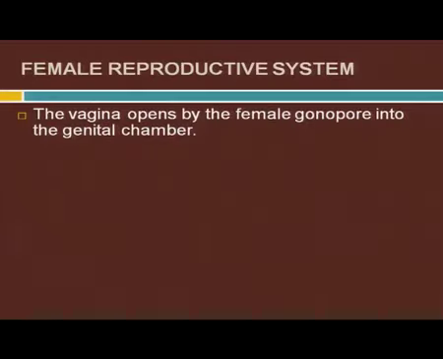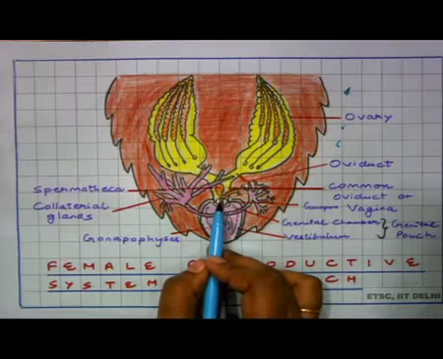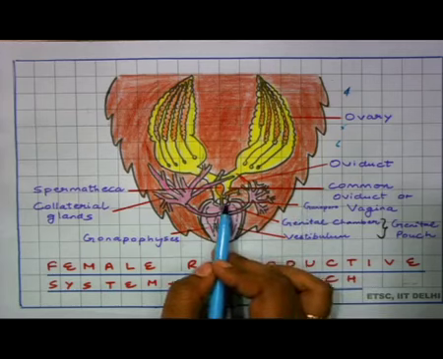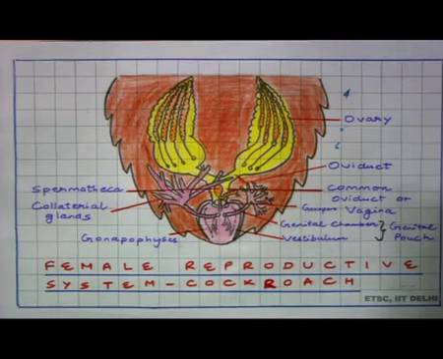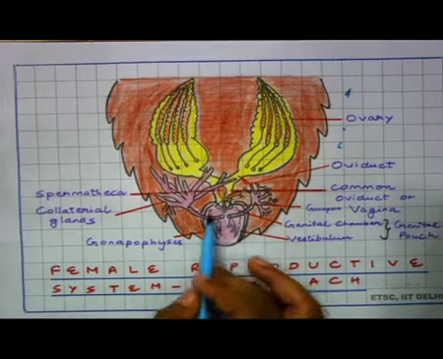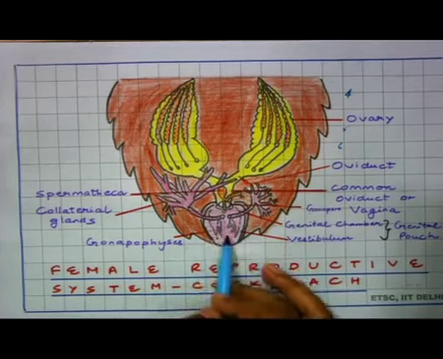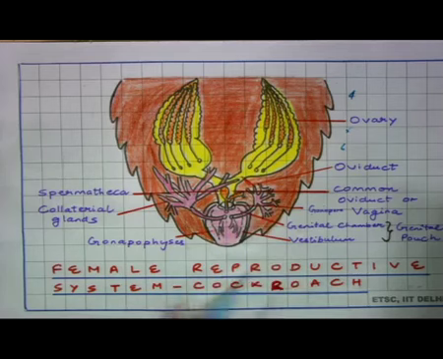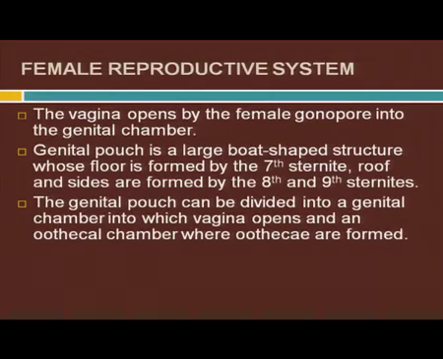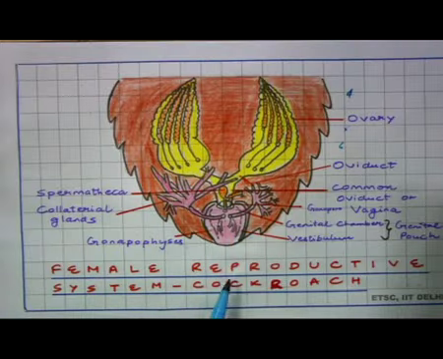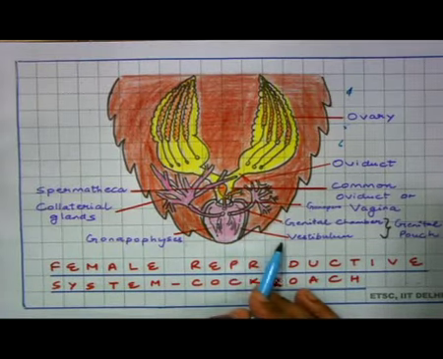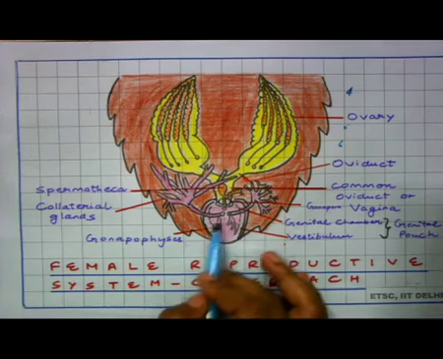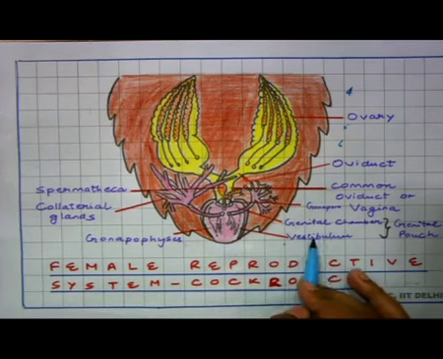Next, the vagina opens into, as you can see here, an aperture like structure which is known as the female gonopore, and ultimately it ends in the genital chamber. The genital pouch is a large boat shaped structure, and its floor is formed by the 7th sternite. The roof and the sides are formed by the 8th and 9th sternites. The genital pouch can be divided into two chambers, a genital chamber and the vestibulum. The vagina opens into an oothecal chamber, where the ootheca will be formed.